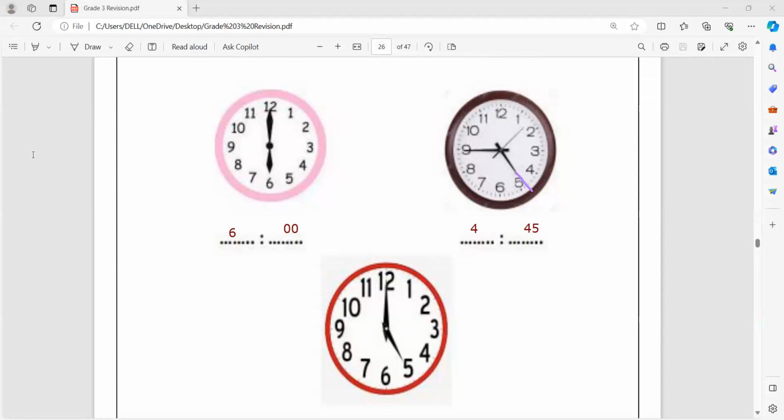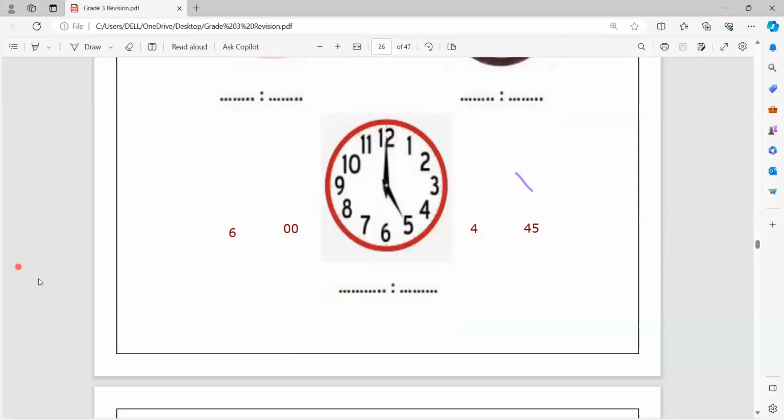Last one. Again, the shorthand stops on 5, so it's 5 hours. And the longhand has not moved yet. It's on 12, so it's on 0 minutes. So put 5 hours and 0 minutes.